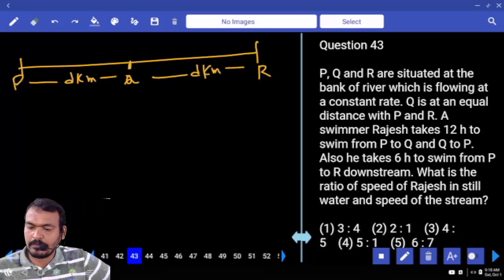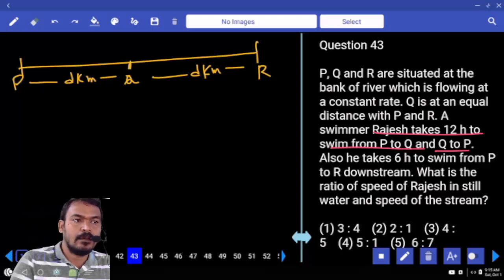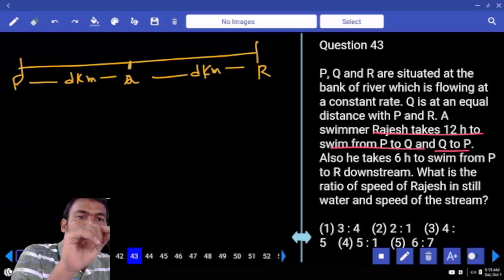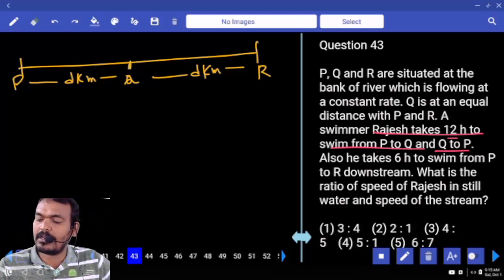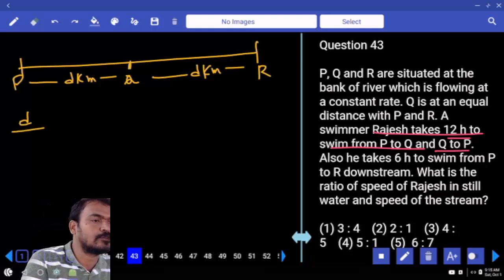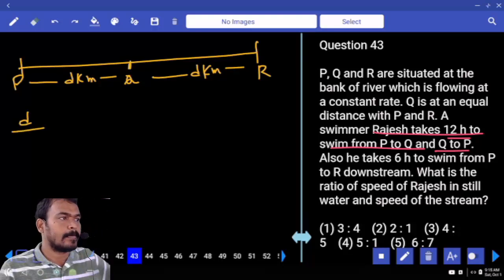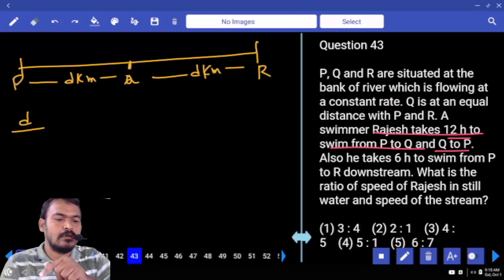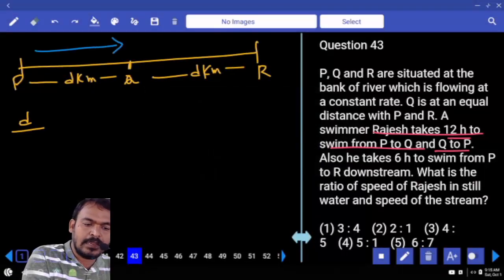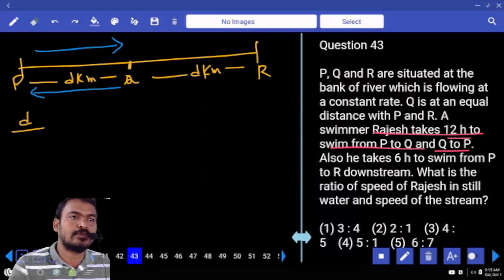What is the next point? A swimmer Rajesh takes 12 hours to swim from P to Q and Q to P. P to Q is D kilometers and Q to P is also D kilometers. But total how many hours are taken? 12 hours, or not? But P to Q means it is downstream or upstream? Downstream. P to Q is downstream and the return Q to P is upstream, or not?